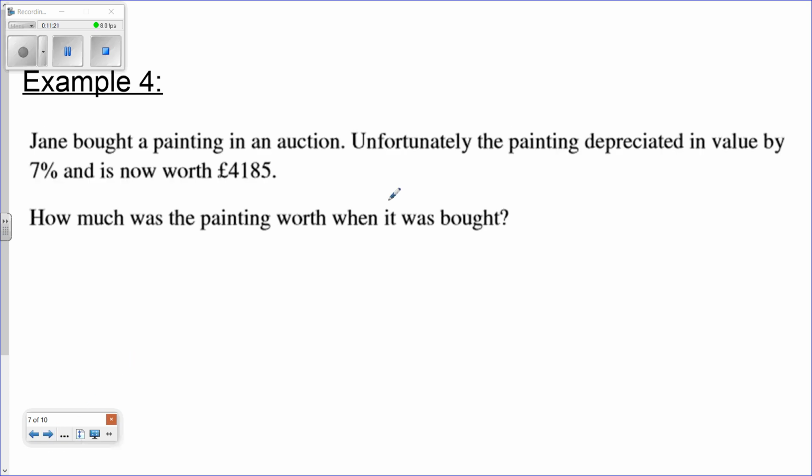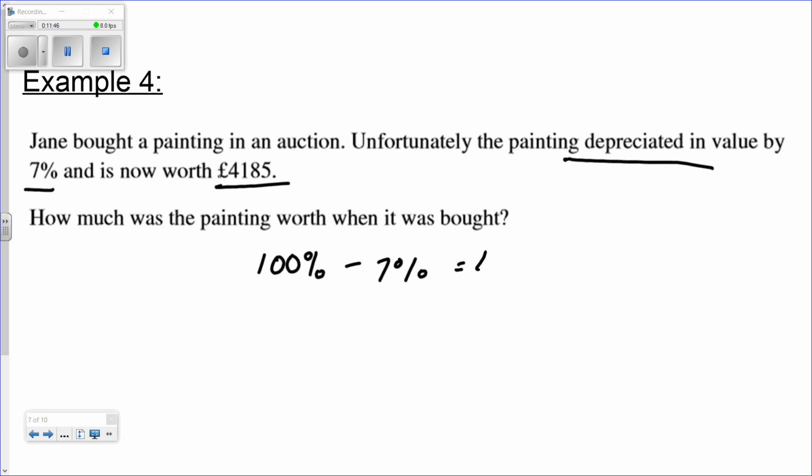Okay, number 4. Again, Jane bought a painting at an auction. Unfortunately, the painting depreciated in value, so it went down by 7% and it's now worth £4,185. How much was it when it was bought? Well, when it was bought, it was 100% of the value. We don't know what that was. Then it went down in value by 7% and it's now only worth £4,185. So its value now is actually only 93%.